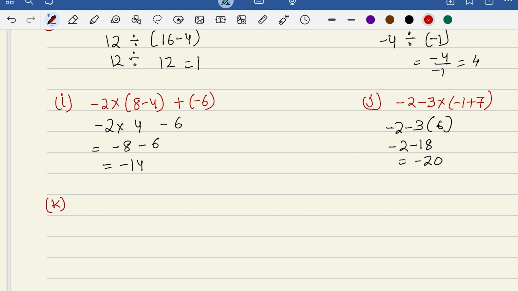Then we have K part. 0 plus minus 2 divided by 1 minus 2. It would be minus 2 divided by 1 minus 2 is minus 1. So minus 2 divided by minus 1 would be 2.